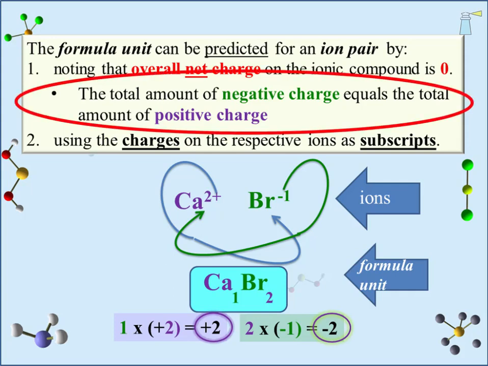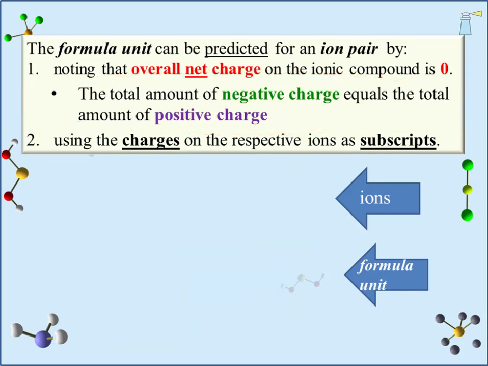Comparing the magnitude or size of the total charge, we have a +2 and a -2. Does that square with our requirement that the total amount of negative charge equals the total amount of positive charge? Yes, it does. The magnitude of the charges on both ions is 2. One final note. As with molecular formula, a subscript value of 1 is implied. So, with a formula unit, the number 1 is not included. CaBr2.